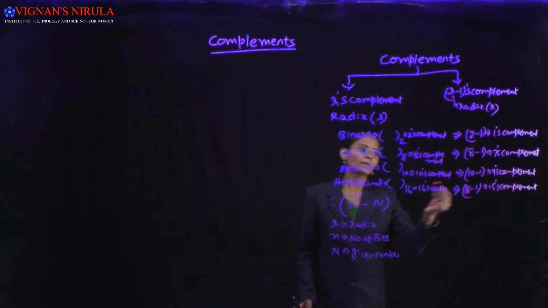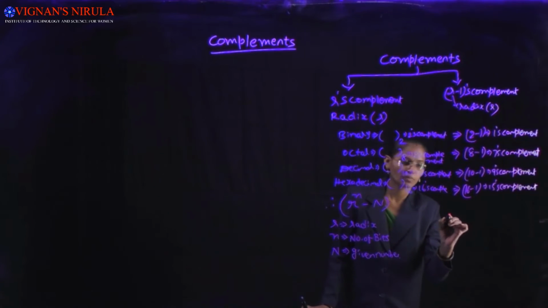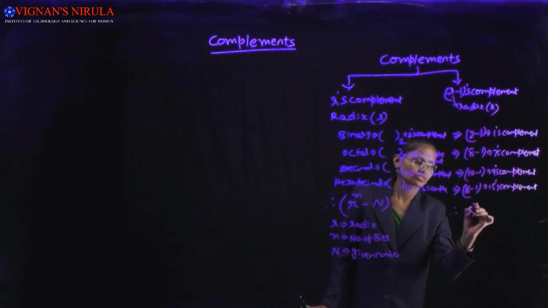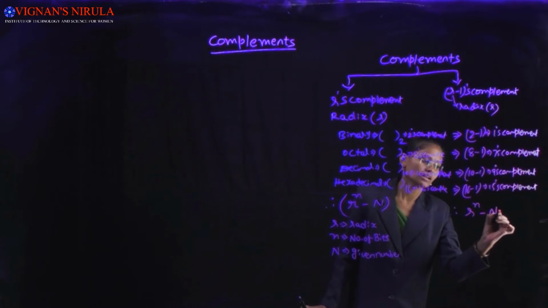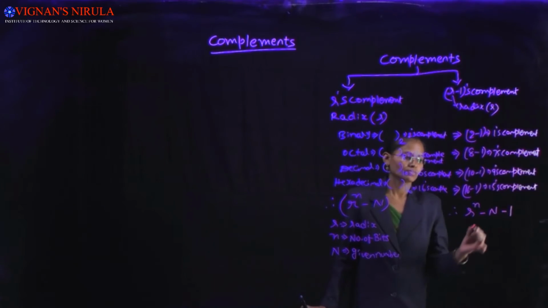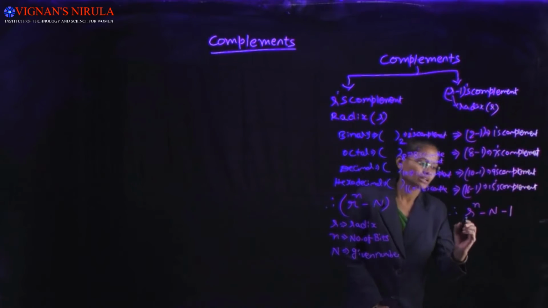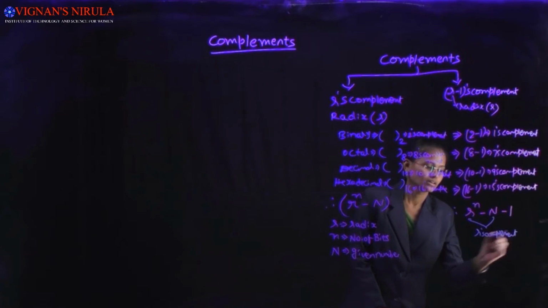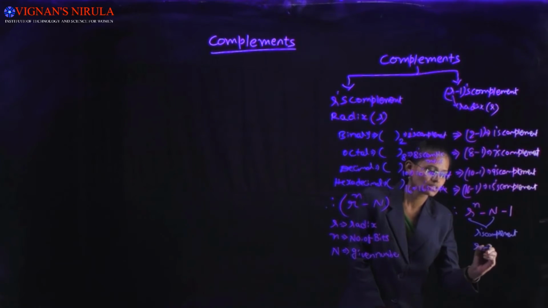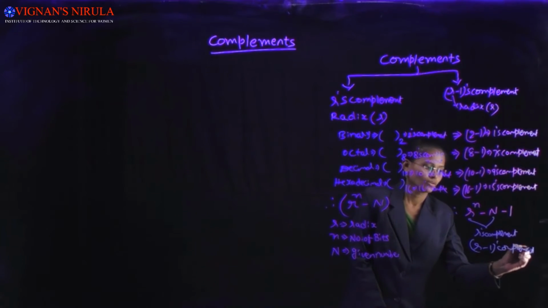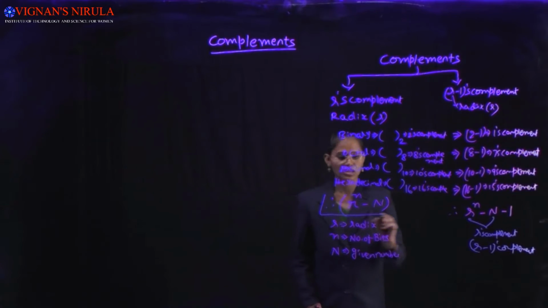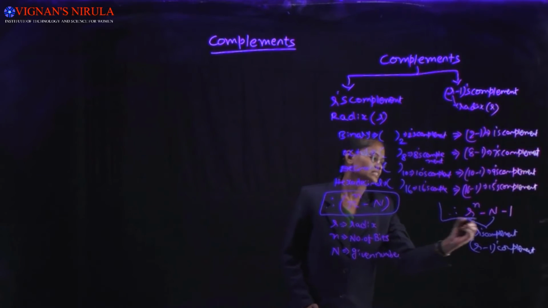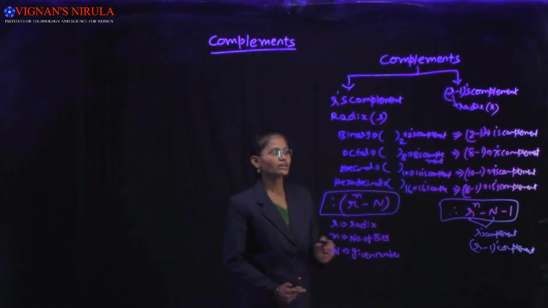And next, the R minus 1's complement. This formula is R power of small n minus capital N minus 1. Here R power of n minus N is the R's complement formula, and this is the R minus 1's complement formula.